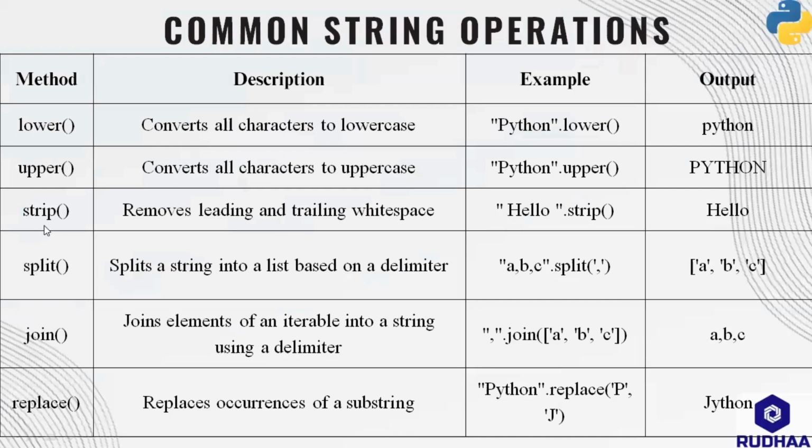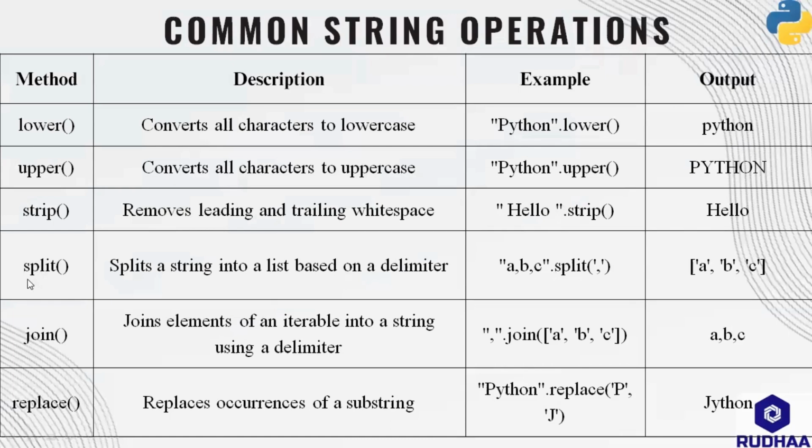And then strip. Strip means removing the white space that is present at the end. So here you can see hello, we have some space. So dot strip. So when we are using this strip command, the white space at the end will be removed and that will be presented as the output. So only hello will be printed without this white space. So remove the white space, leading as well as trailing.